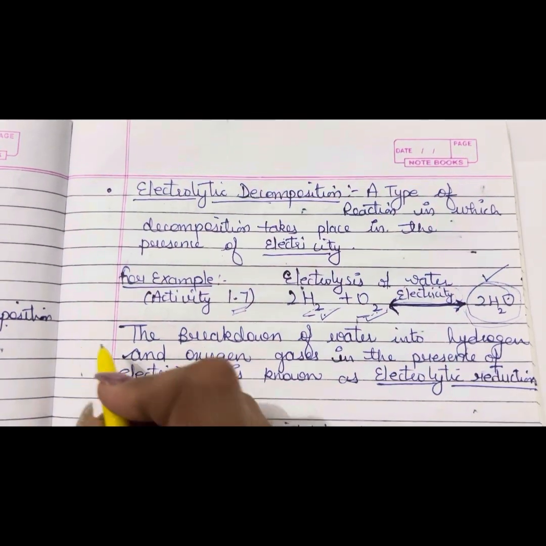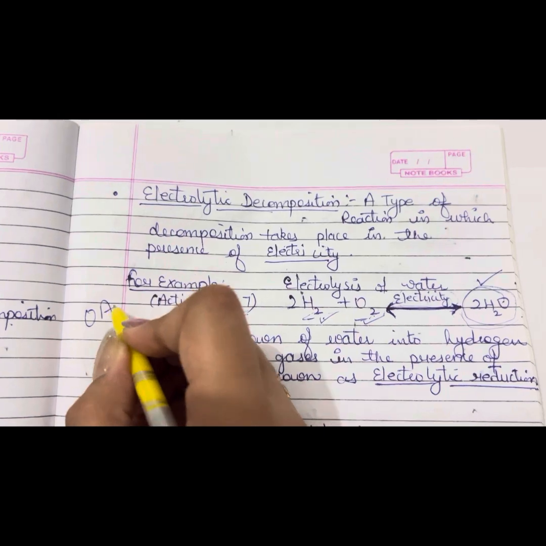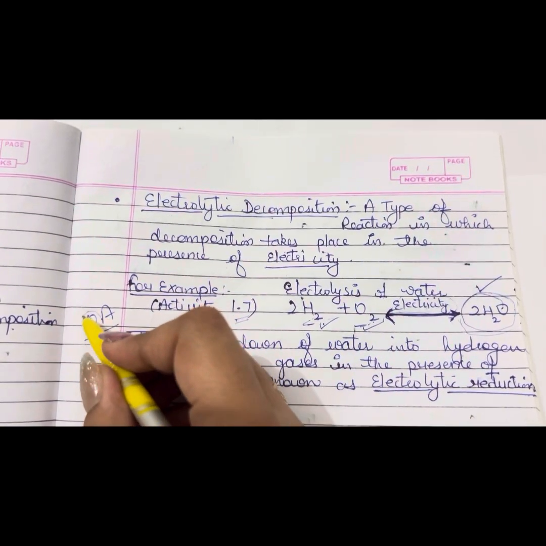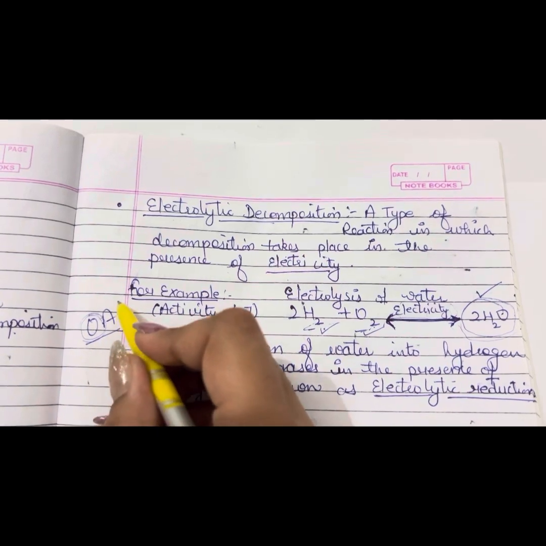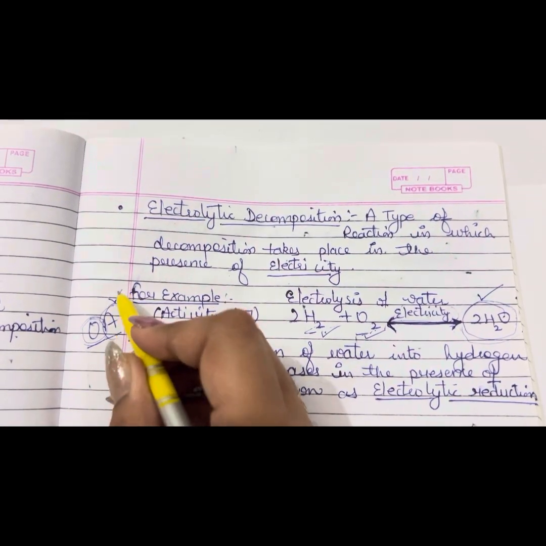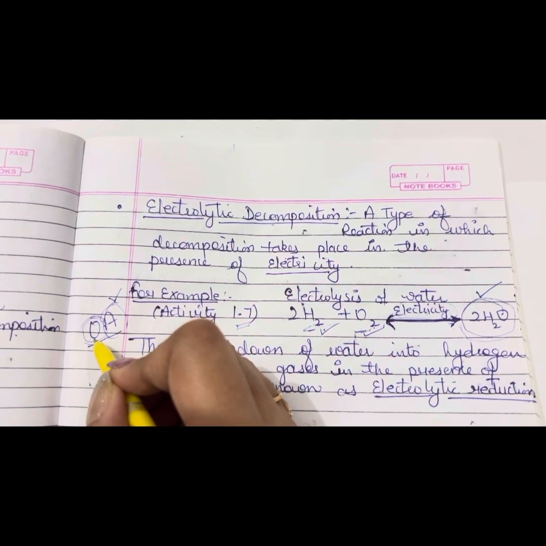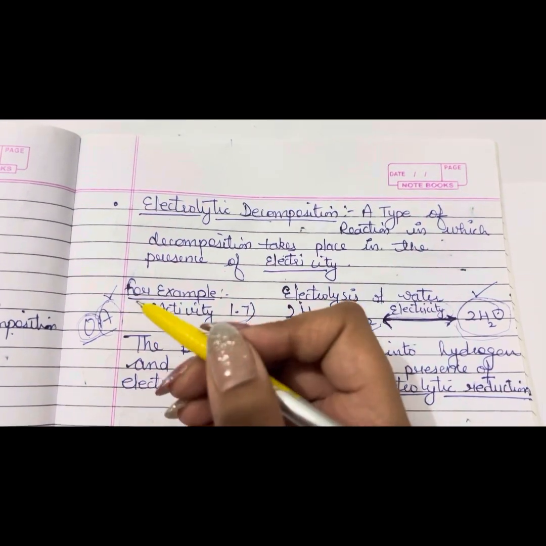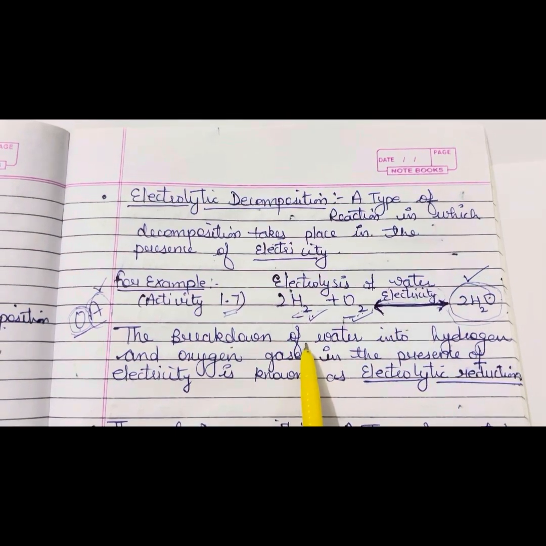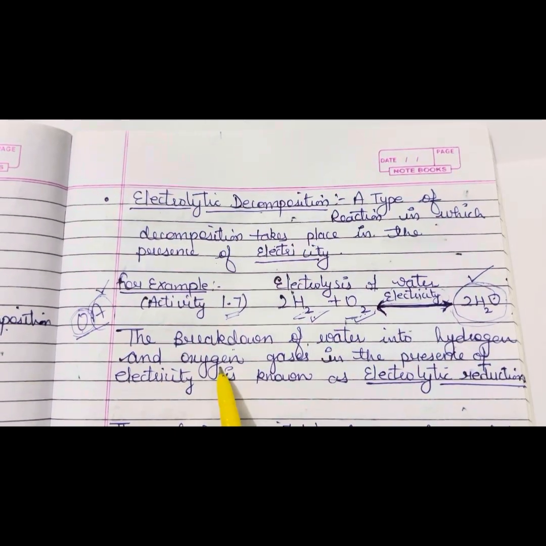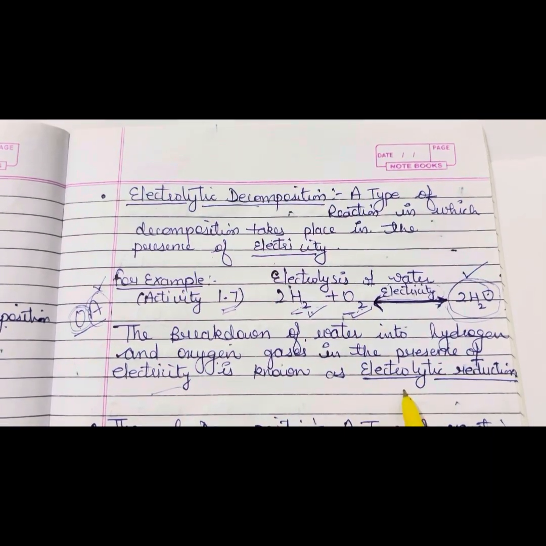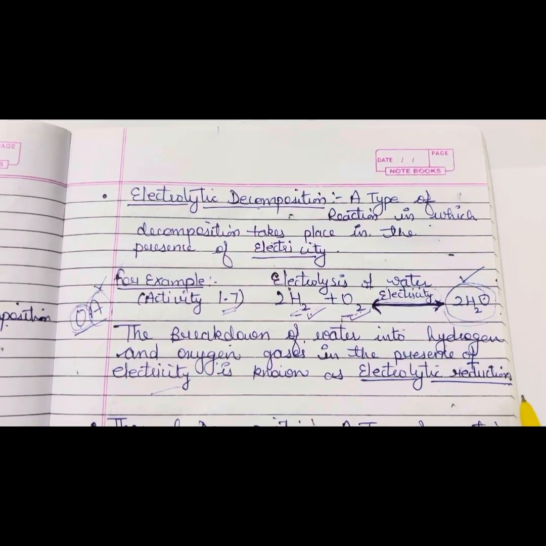So you have to remember on which electrode which gas is released. For that you have to use a simple method, OA. Like we are saying OA. So this O stands for oxygen and A stands for anode. That means on anode, oxygen is released, and on cathode, hydrogen is released. So the breakdown of water into hydrogen and oxygen gases in the presence of electricity is known as electrolytic reduction.